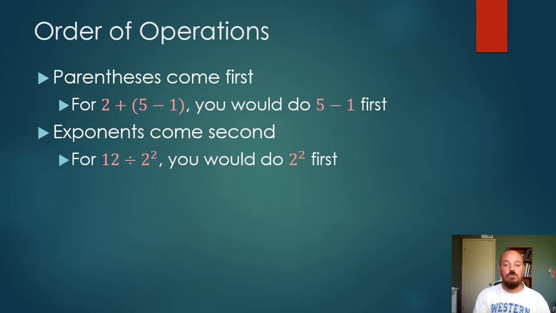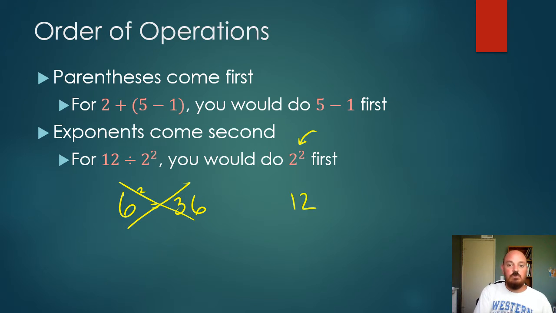So I'll show you the wrong way to do it first. Some people might take this and go, 12 divided by 2 is 6. 6 squared means 6 times 6, and they'll get 36 for the answer. Now again, remember, that's the wrong way to do it because we were supposed to do the exponent first. So the correct way to do it is to leave the 12 and say 2 squared, that means 2 times 2 is 4. 12 divided by 4 is 3. So the correct answer to this one is not 36, it's 3. Make sure you're doing exponents before you do the dividing.